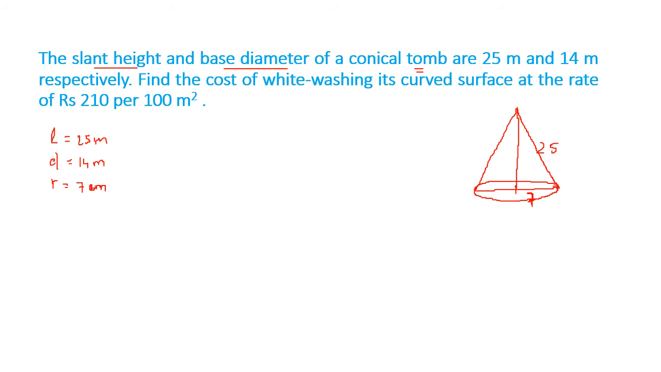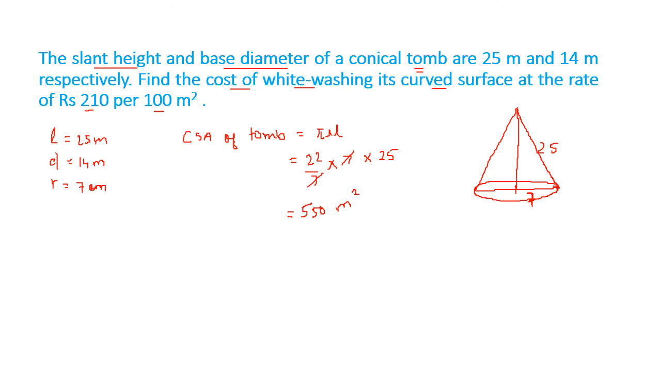Cost of whitewashing its curved surface area at rate 210 per 100 meter square. So curved surface area of the conical tomb equal to pi RL. Pi we will take 22 by 7. Radius is given 7. Length is given 25. So 7 and 7 get cut. So what is 25 into 22? 550 meter square is the area of the tomb.